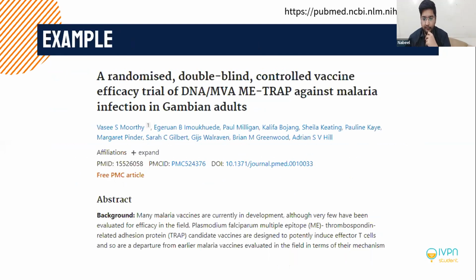Now, here is an example of the terms I described previously. It is a study conducted on the DNA MVERP trap, in which a randomized, double-blind, controlled vaccine was given. Randomized means the participants were selected without any bias. Double blind means both the participant and the doctor did not know about the drug. Thirdly, it was a controlled trial, meaning there was an actual difference between the group in which the vaccine was administered and the one in which it was not.